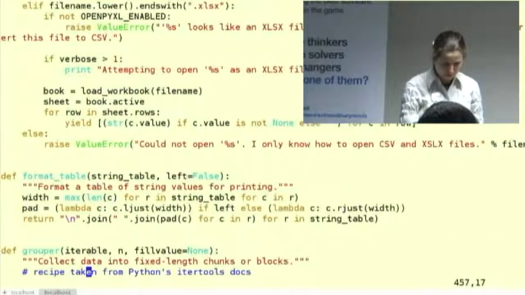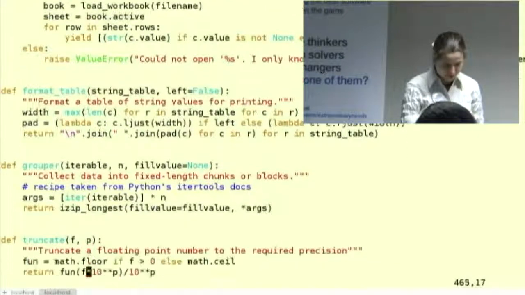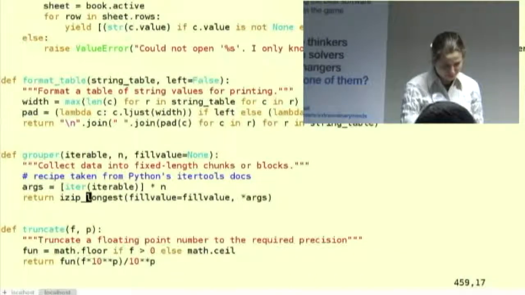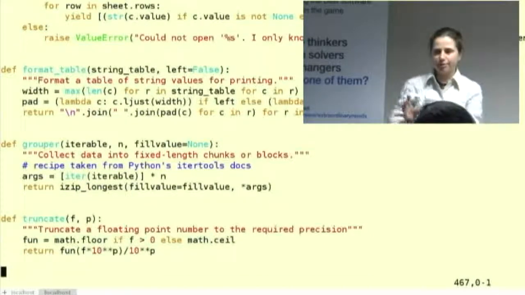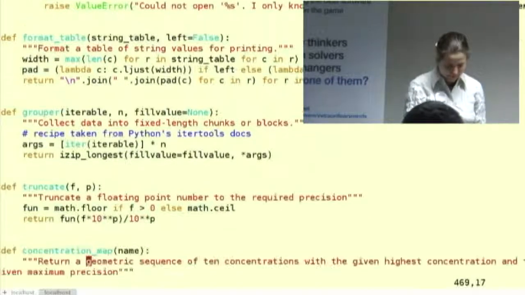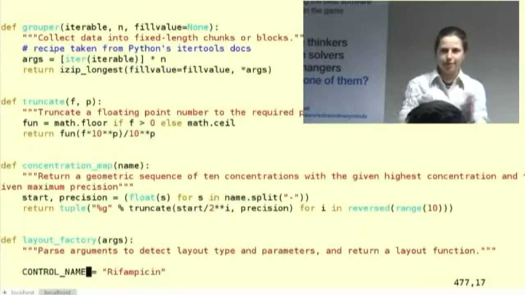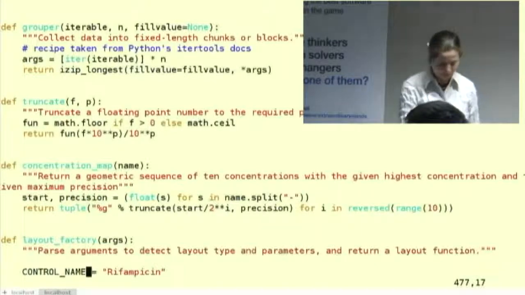That's a helper function for pretty printing tables. This function is for later, for sorting file names numerically, because for some reason there wasn't a tidy way of doing it. That's so that the researcher can just specify a directory full of readings instead of specifying them individually, and they'll be sorted in the correct order. Then the truncation and concentration map functions create a range of concentrations from a single number.